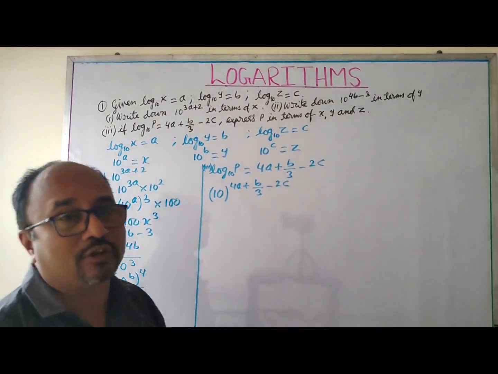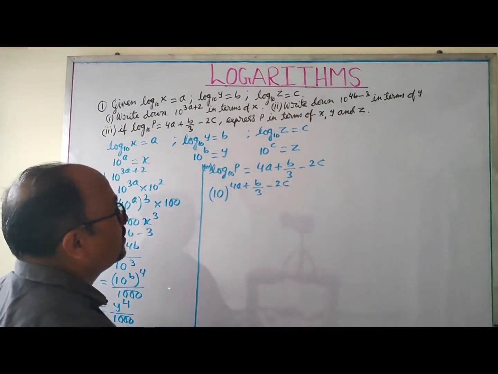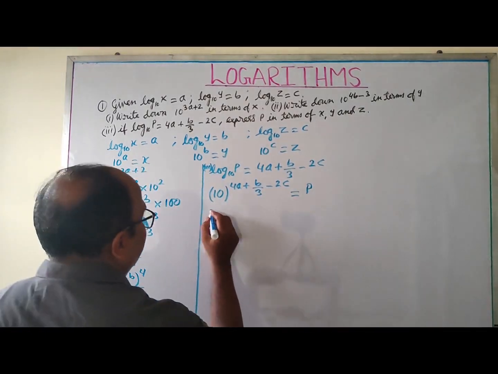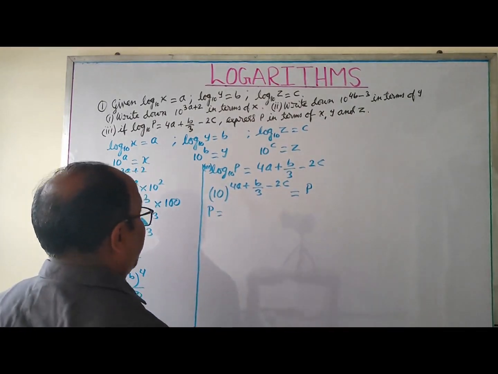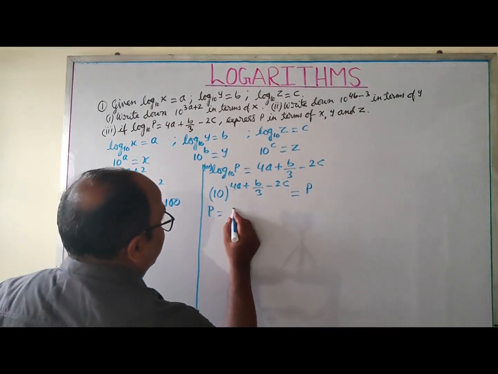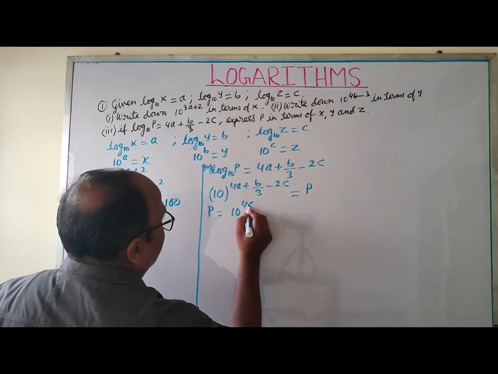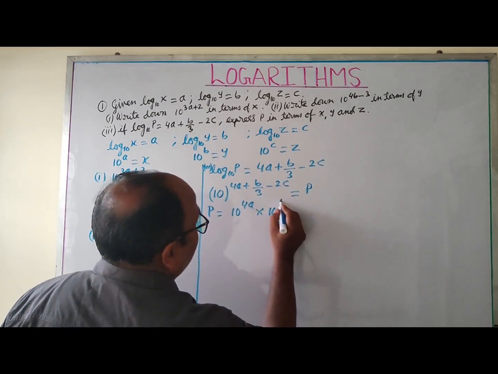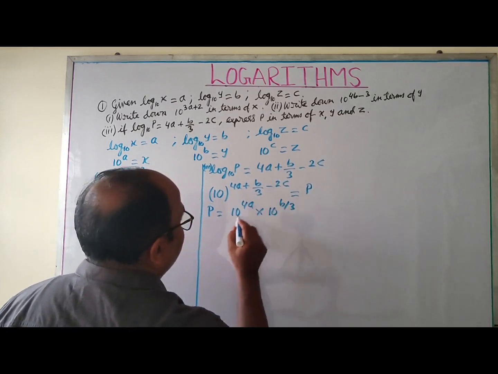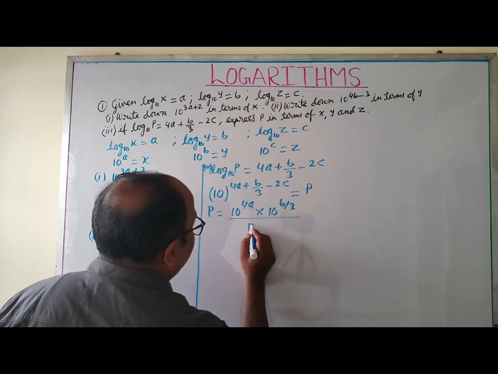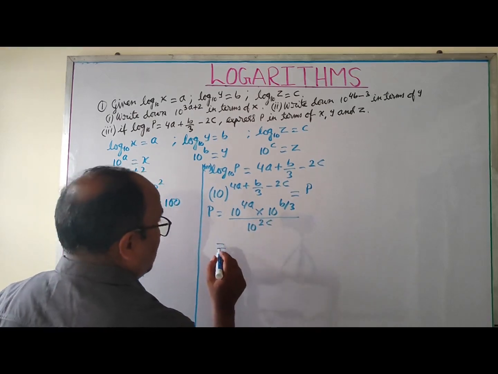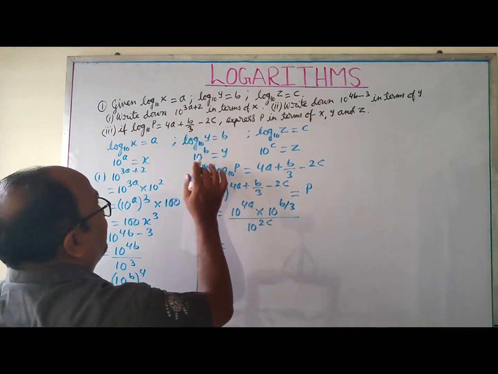Now there is a combination of both plus as well as minus, and this I should write equal to p. So now I will be writing that p in the beginning. That looks better. And this one I will split up now: 10 to the power 4a, into, it is plus, so multiply 10 to the power b by 3, it is minus, so divided by 10 to the power 2c. Now I will bring it in the way of the values I know.